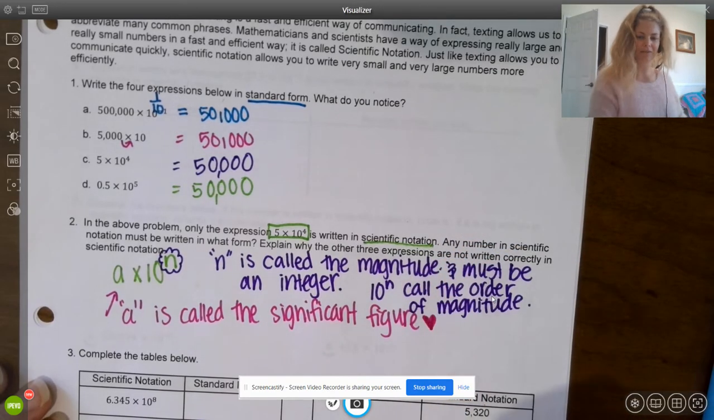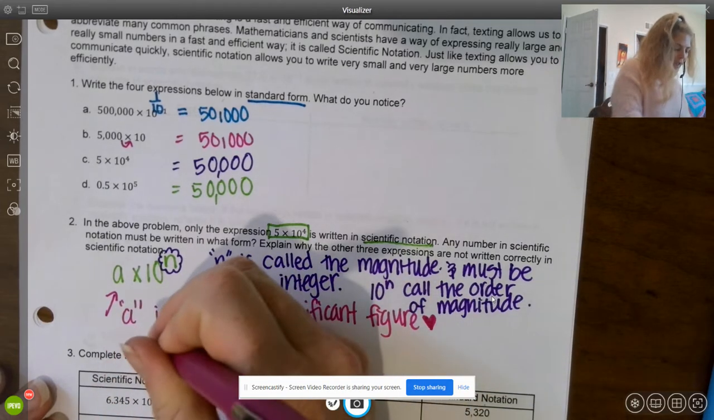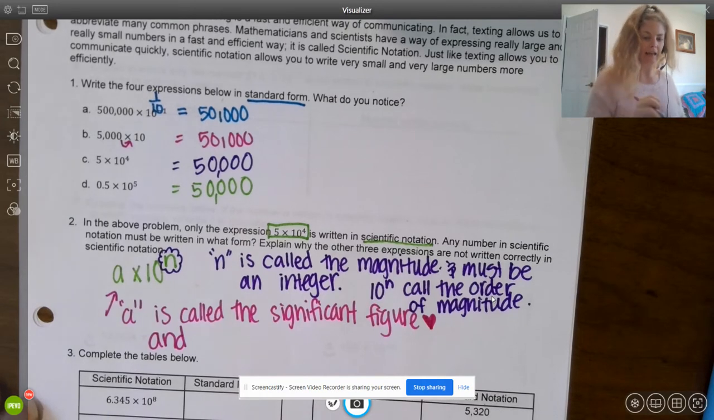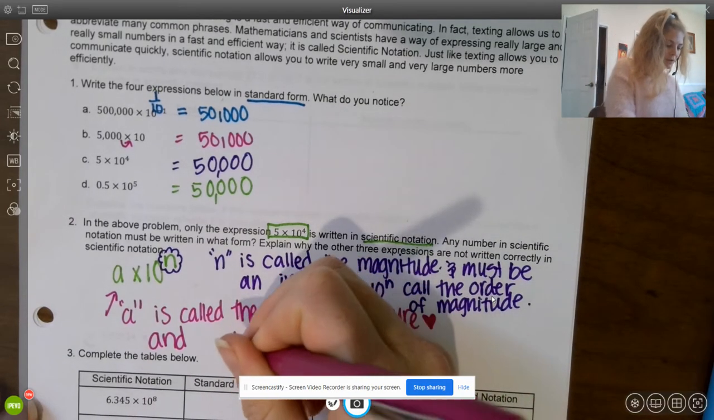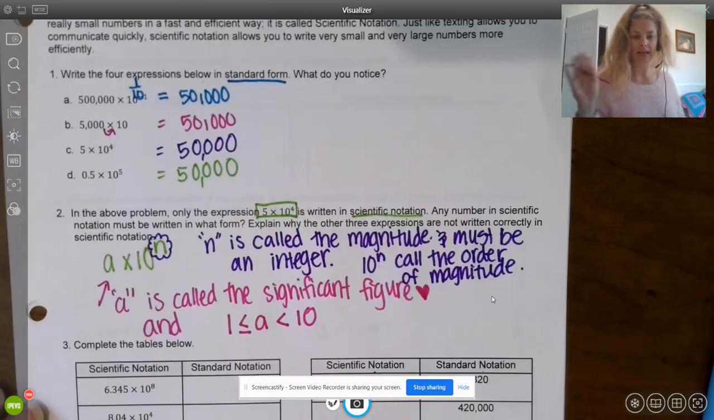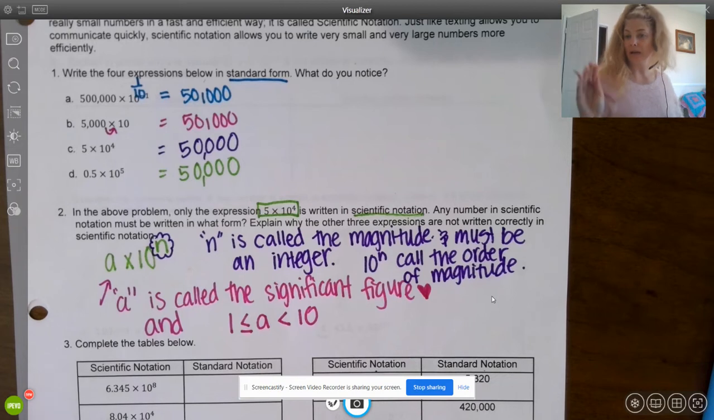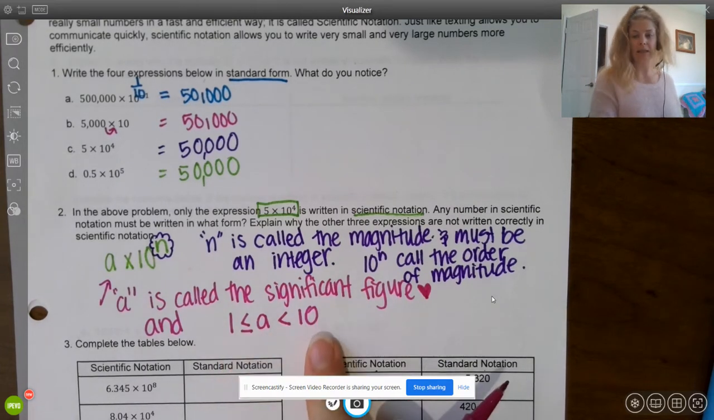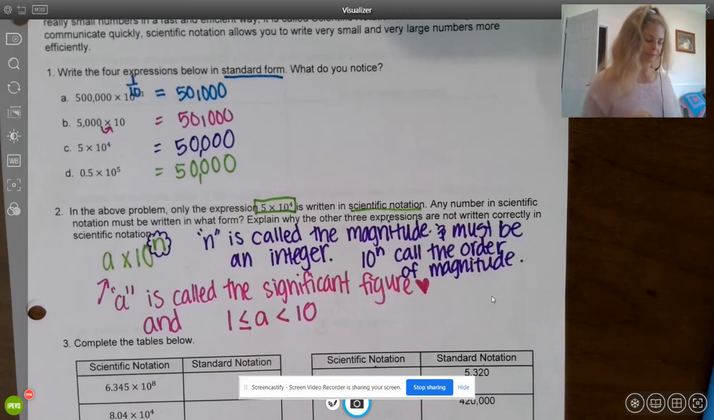Oh, significant figure. And a has to be greater than or equal to 1, but less than 10. So greater than or equal to 1 and less than 10. So a cannot be 10, but a could be 9.9. A could be 9.058321, right? A can be 1, but a has to be less than 10. It cannot be equal to 10.